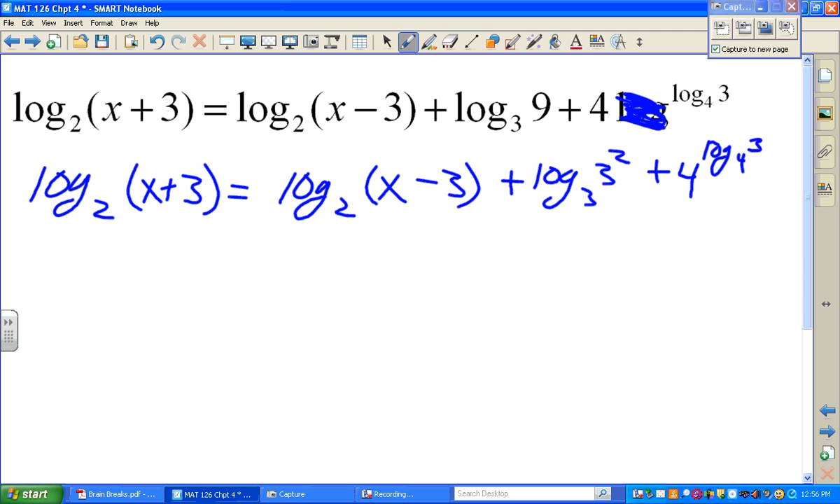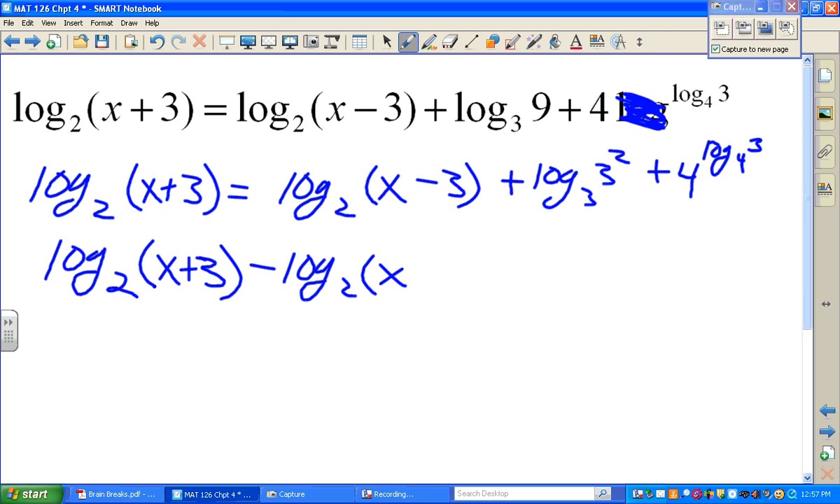Now, you can either break out the calculator or you can just start working things out. Can you get the log base 2, sure. X plus 3 minus log base 2 of x minus 3. You can move things around. Equals, what is log base 3 of 3 squared going to equal? 2. That's going to equal 2. And 4 log base 4 of 3. I don't know either. Well, I can find out, though.